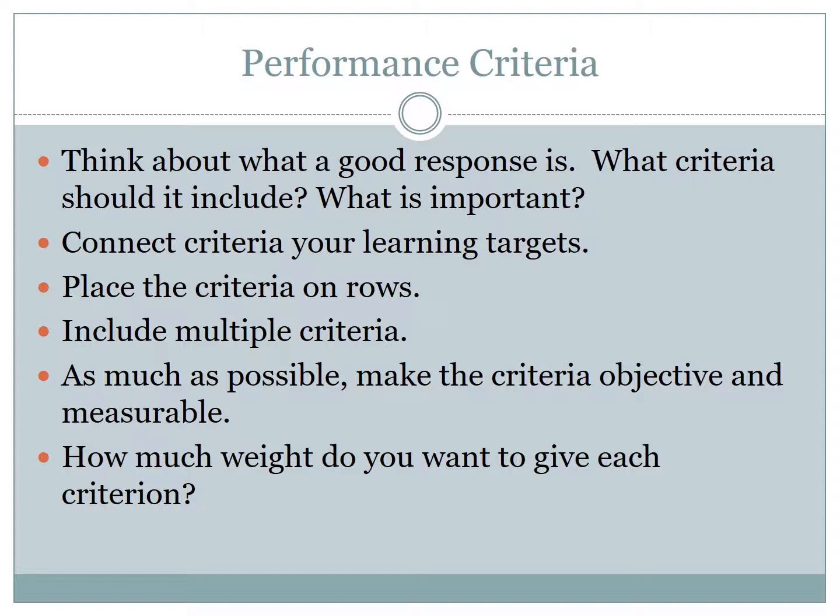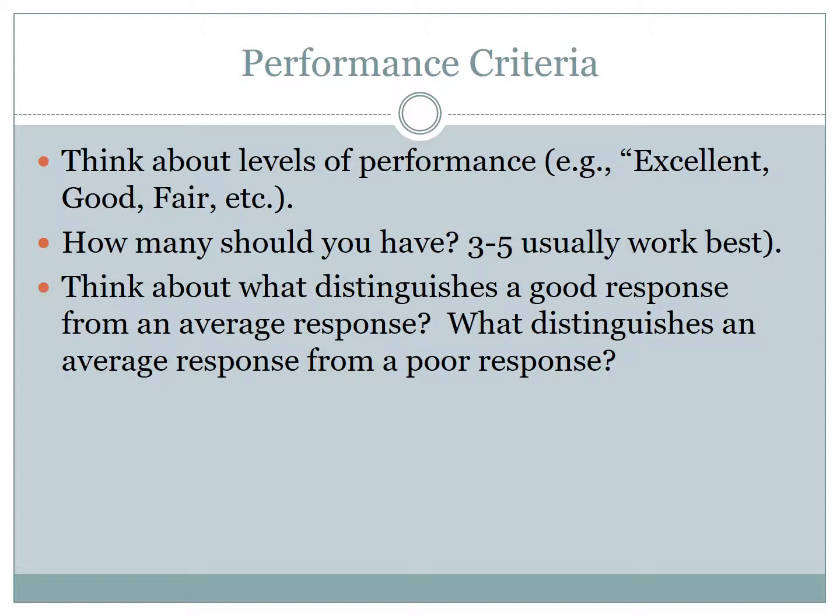You put the criteria on rows, as we saw before. It's a good idea to include multiple criteria. Most people use at least 3, and 7, 8, 9 are not unheard of. As much as possible, make the criteria objective and measurable. So what does that mean? It means to avoid words like many or some or few, and try to use numbers and quantities, and so make it as clear as possible with little ambiguity. And then you have to think about how much weight do you want to give each criterion. Maybe you want to weigh writing a little less than content knowledge, for example.